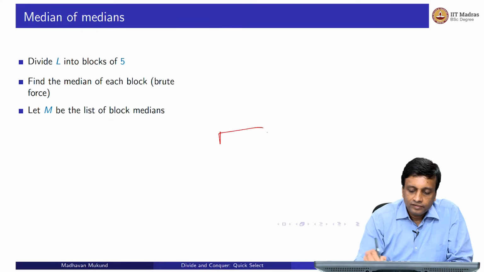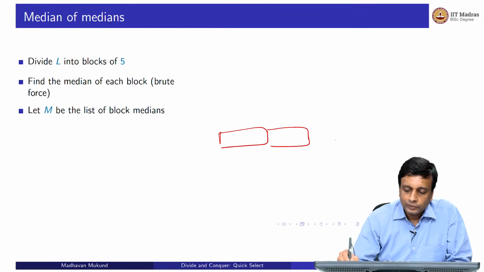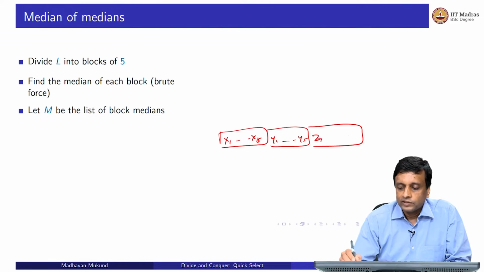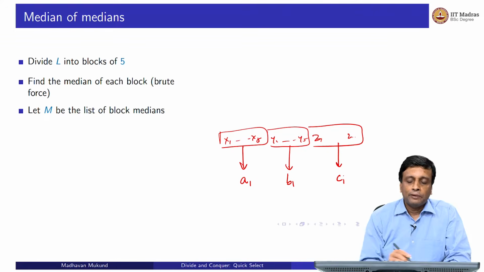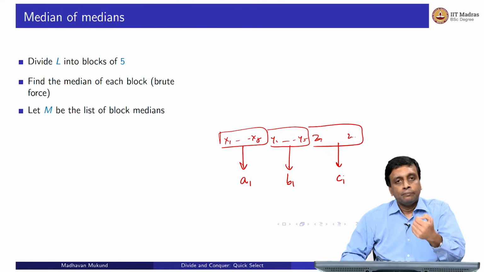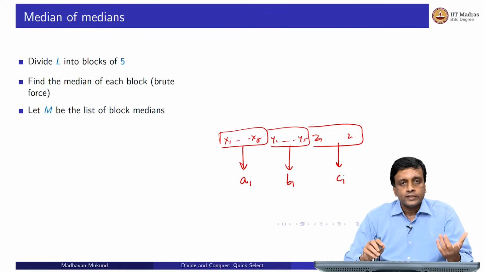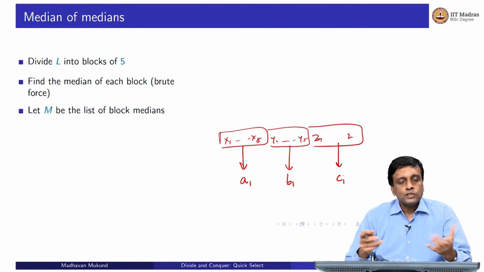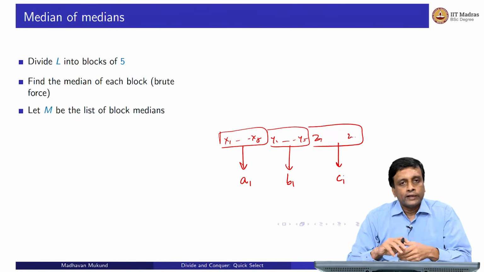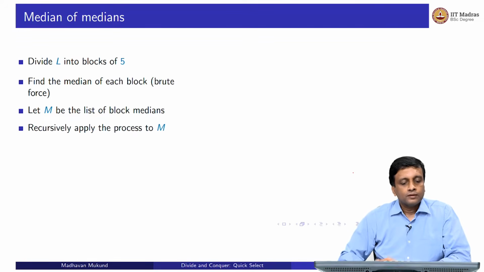So we have some x1 to x5, and then some y1 to y5, and then some z1 to z5, and so on. From here I will get some value a1, that is the median of this block. Then from here I will get a value b1, and from here a value c1. So I will collect one value, namely the median, from every block, and I will create a new list, and this new list has the size 1/5 of the original list, because I am only picking 1 in 5 from every block. And now what do I do?